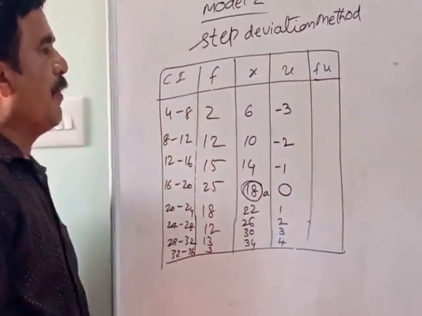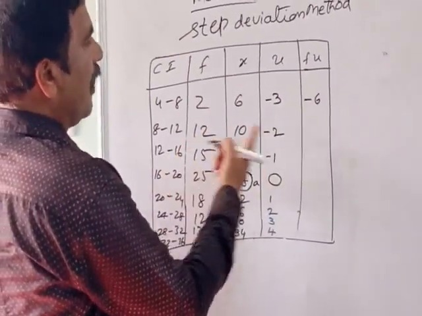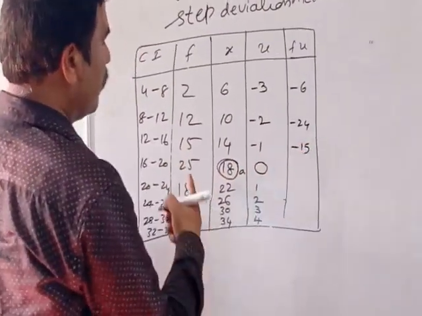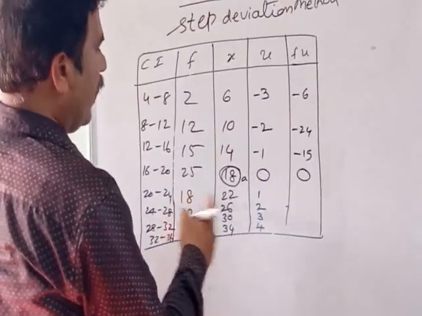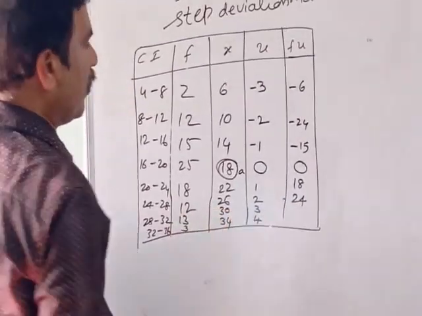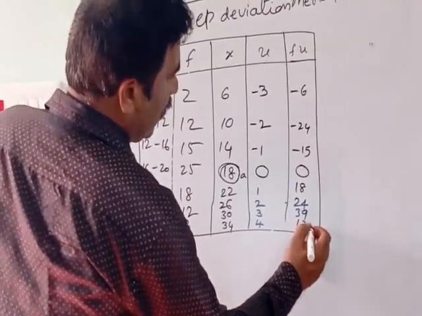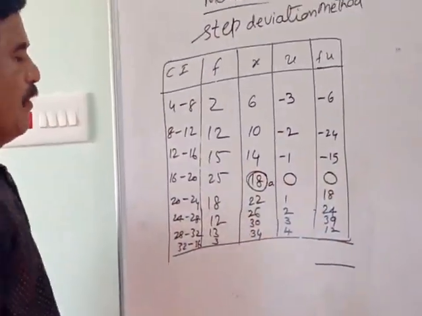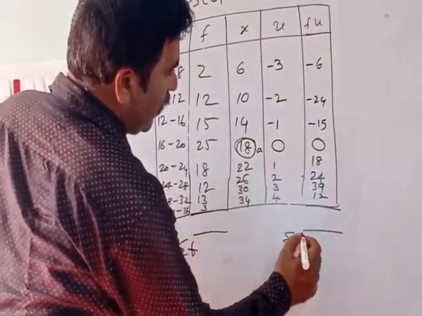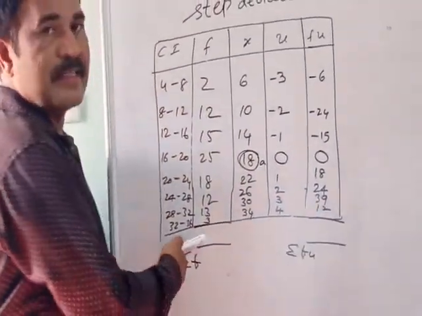Now multiply f into u. f is 2, u is -3, multiplication is -6; 12 into -2, -24; 15 into -1, -15; 25 into 0, 0; 18 into 1, 18; 12 into 2, 24; 13 into 3, 39; 3 into 4, 12. Add all these fu values and the total f value. This is sigma f and this is sigma fu. Simplify this sigma fu and sigma f.